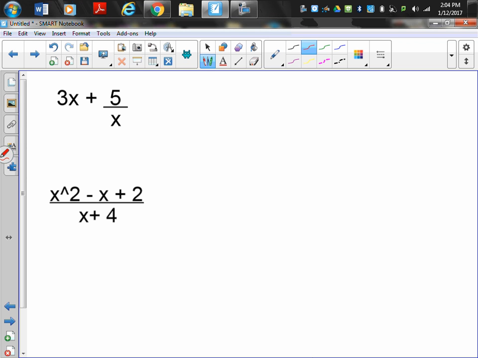3x plus 5 divided by x. Is that a polynomial? Alright. Are there any negative exponents? Nope. Is there any number that I could put in there that would make that dividing by 0? Any number that I could put in for x that would cause me to be dividing by 0? Yes. What number would that be? 0. So is it a polynomial? No.